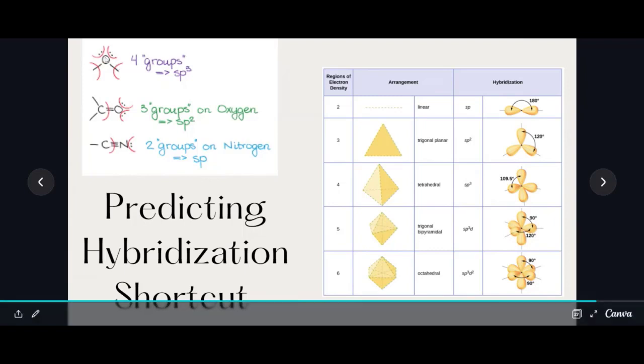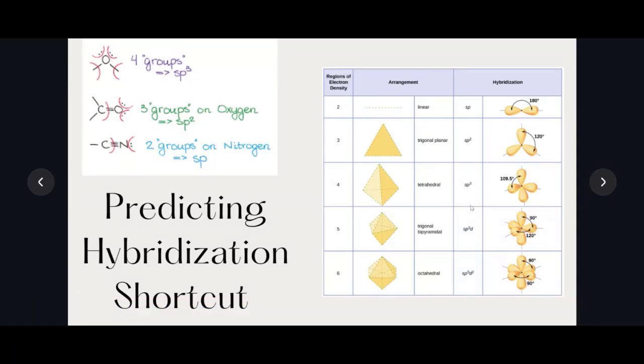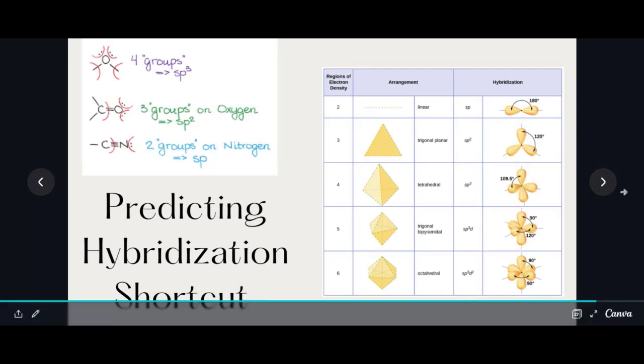And then with 4 groups, you have sp3, because you have s, and then a p, and a p, and another p. So here's the shortcut: if you have two regions of electron density, you get sp; 3, sp2; 4, sp3. Since we move on, we fill all the p orbitals, and then we go ahead and fill the d, and we get sp3d2.